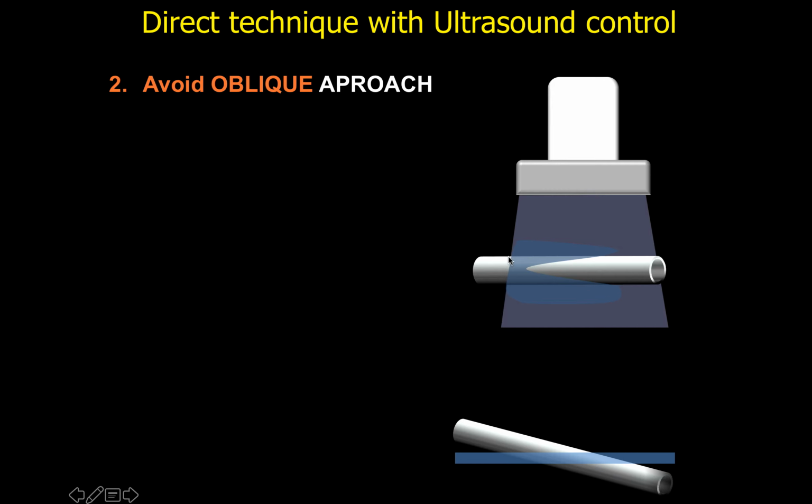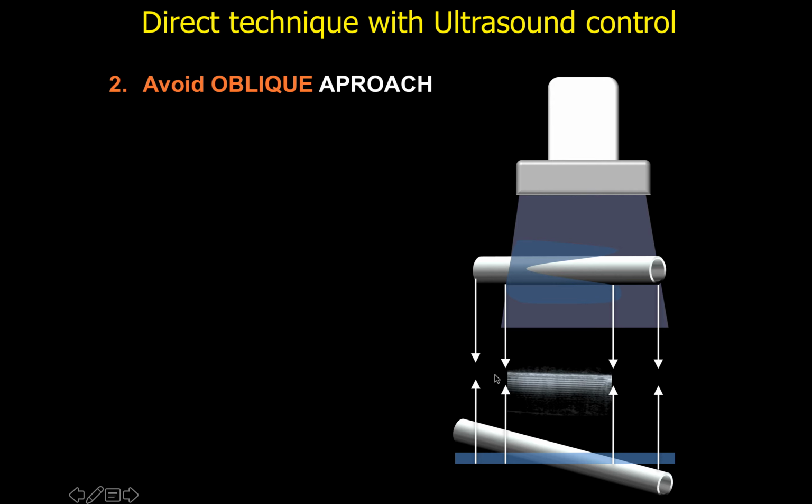How can we recognize it? An oblique approach only cuts a little of the needle, not the whole needle. We see only one part of the entire needle, and we don't see the parts of the needle that are going obliquely through the beam. What is important is that when we see the whole needle and also the bevel, we have parallelism of the whole needle.